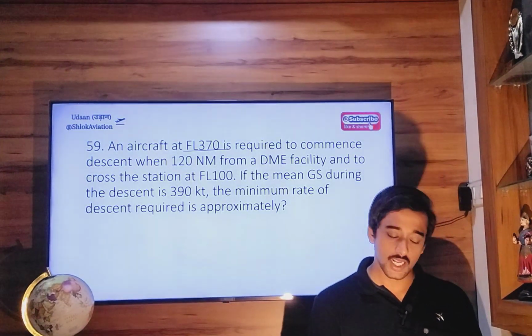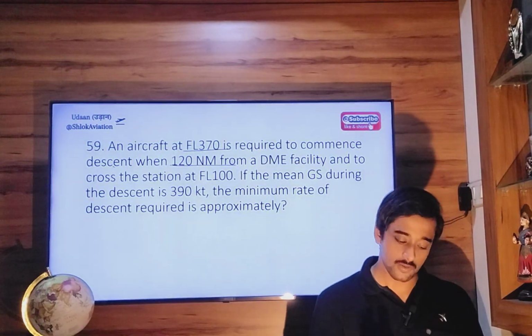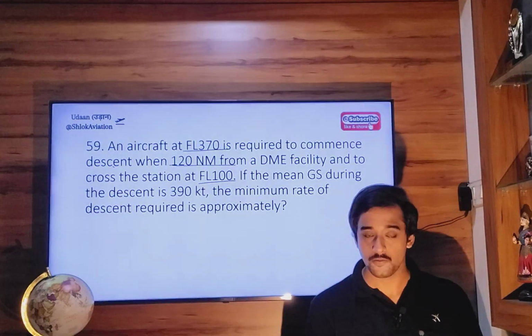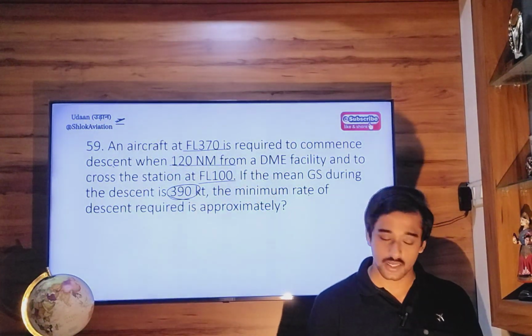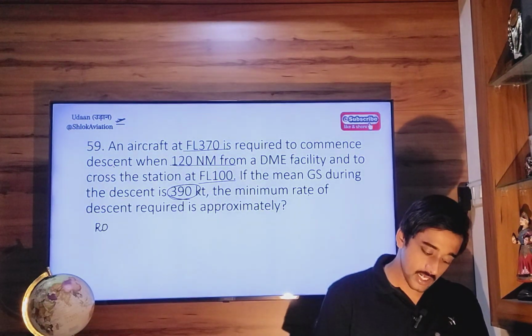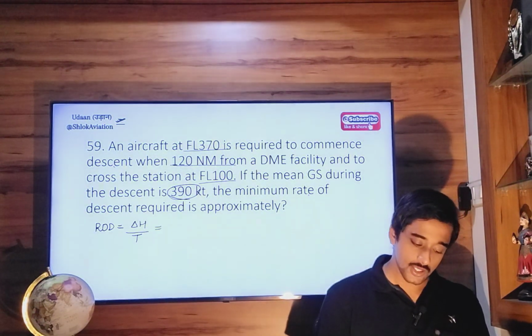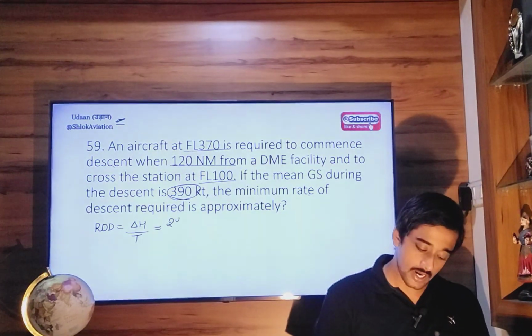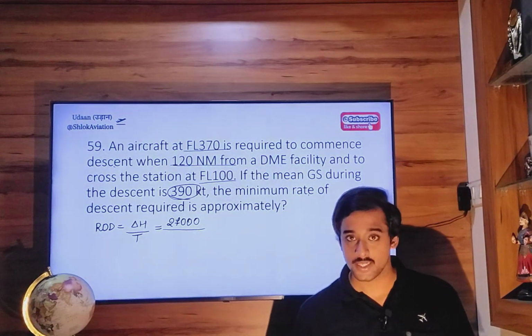Aircraft is at flight level 370. It commences descent 120 miles away from a facility and crosses the DME at flight level 100. Ground speed is 390. What is the rate of descent? Again, rate of descent is change in height divided by the time taken. So you're descending from 37,000 to 10,000, so a height of 27,000 feet. Now the time taken to effect that change.